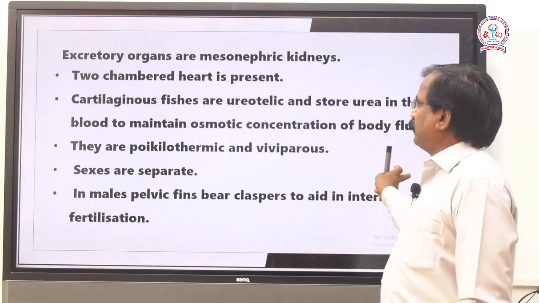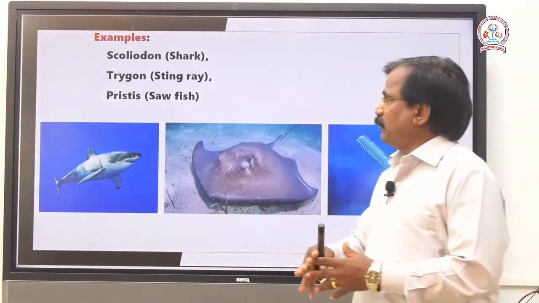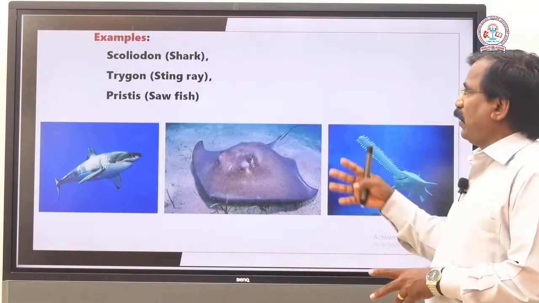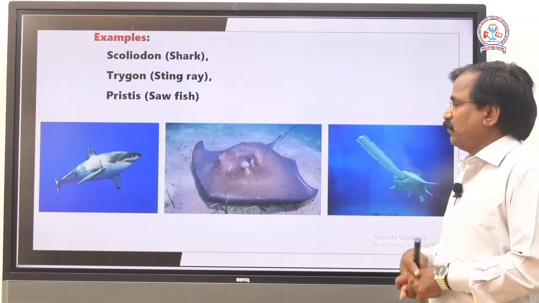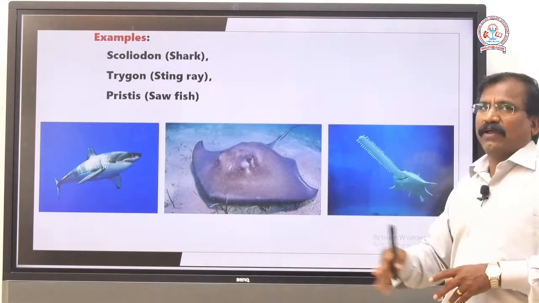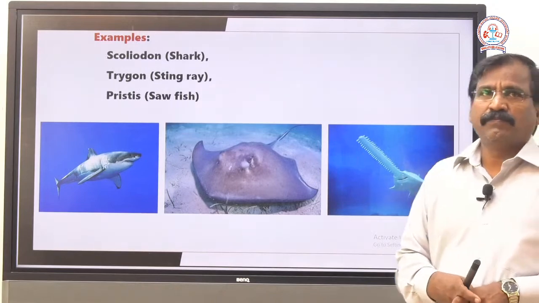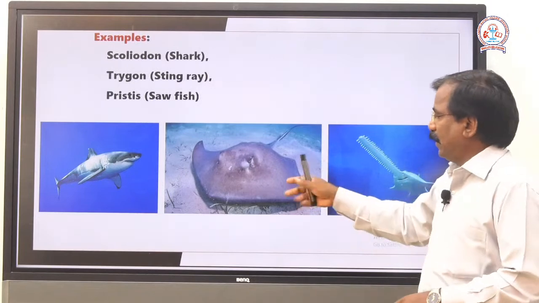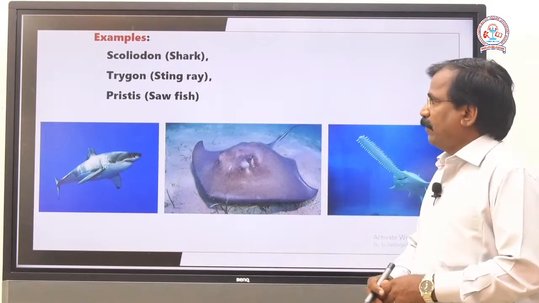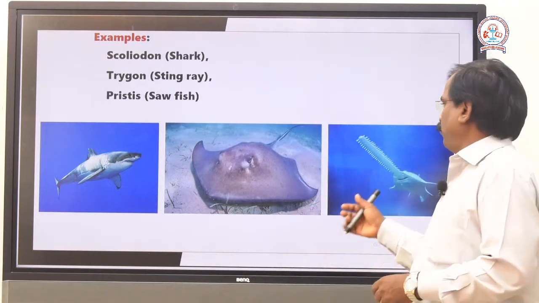Other features, that's all over. Then examples: scoliodon, shark, trygon, stingray, pristis, sawfish. So these are all examples for this class. Scoliodon, shark, trygon, stingray, and pristis, sawfish. So these are all examples for this phylum.